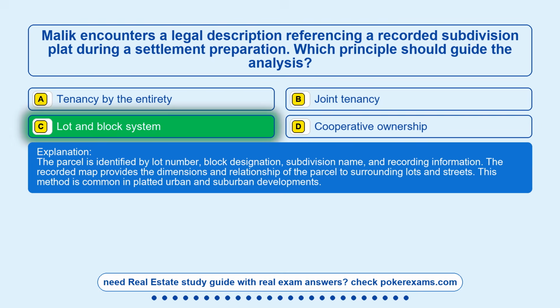The parcel is identified by lot number, block designation, subdivision name, and recording information. The recorded map provides the dimensions and relationship of the parcel to surrounding lots and streets. This method is common in platted urban and suburban developments.